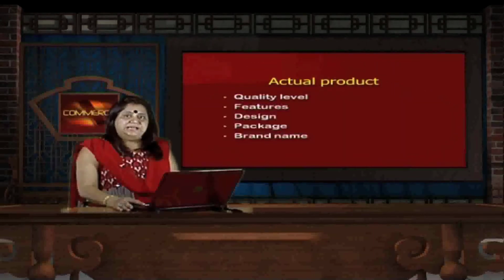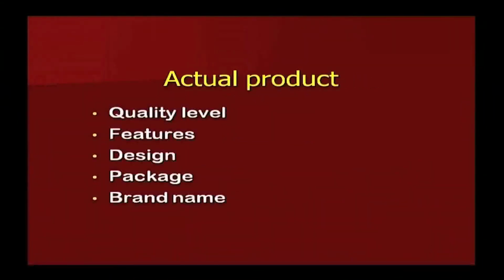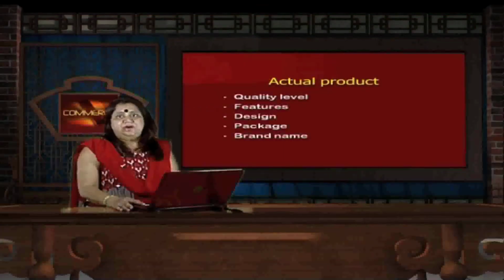Now, let us study the actual product in the market. The actual product comprises the following levels. First is the quality level, then the features associated with the product, the design, the package and the brand name. The quality level is the performance of the product which establishes the credibility of the brand and the manufacturers. The features are the specifications which need to be completed when we give quality in the market.